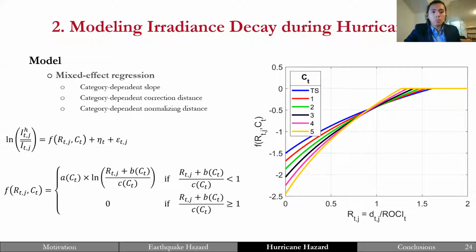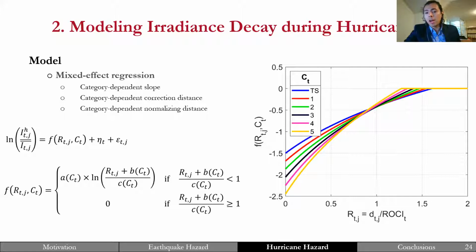And we assessed multiple what we call functional forms: one that varies irradiance decay according to the category, other ones that have some correction for short distances, as we do in ground motion prediction equations, and one that's a little bit more complex. We ran this mixed effect regression, did some statistical testing, and concluded that the last one is the best, the model that fits the data best.